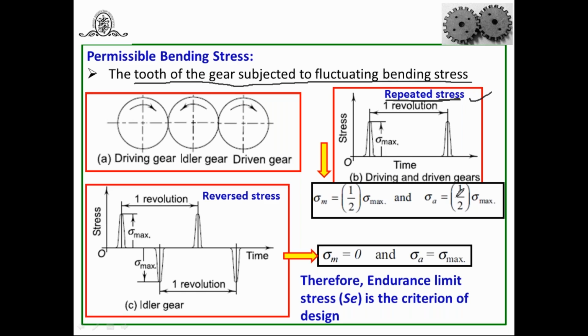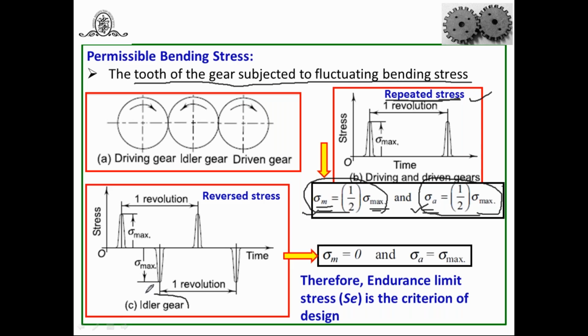Then, if the driving and driven gears are subjected to repeated stress, we have to find the sigma mean and sigma amplitude. Already we studied in DME 1 how to find these. You know very well, sigma mean is sigma max by 2 and sigma amplitude is sigma max by 2. So you will get the magnitude of the mean and the stress amplitude: sigma m, the mean, and the amplitude, are each one half of sigma max.